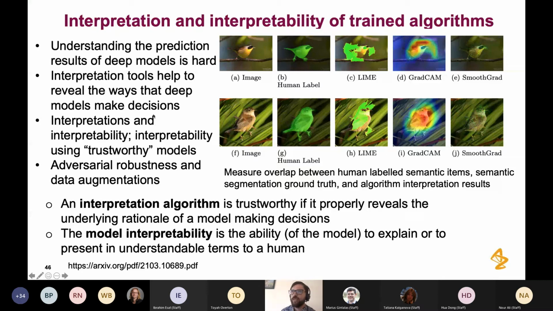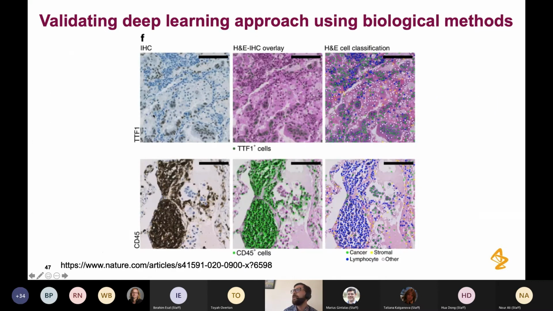And of course, we would ideally like to have models which can explain themselves, what they learned and how they learned, so we can trust them more. And again, we can also validate deep learning approaches using biological methods. So here is an example from one paper.